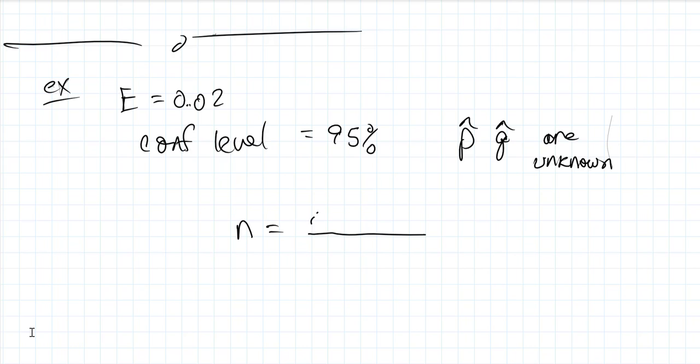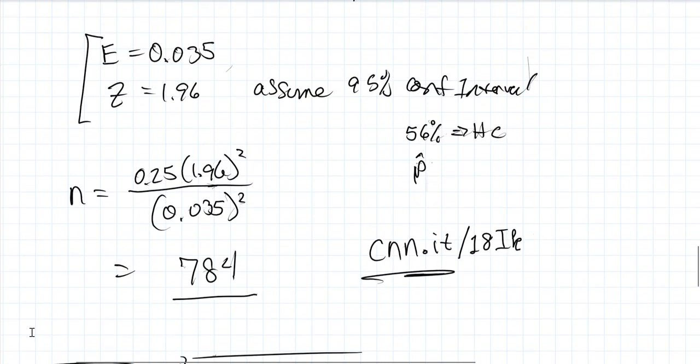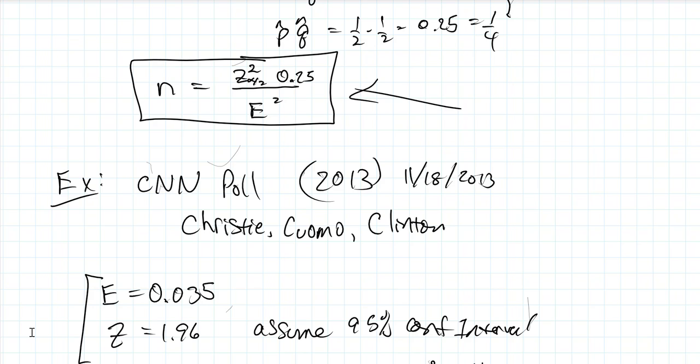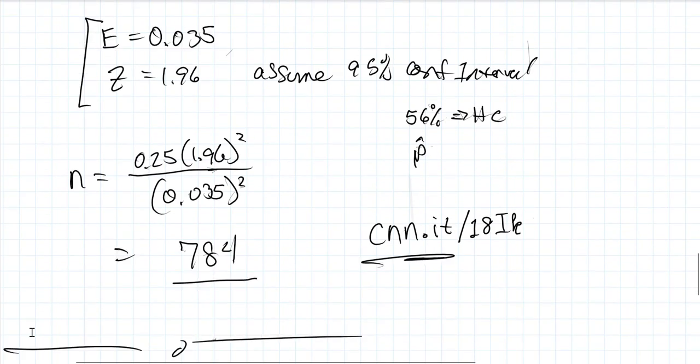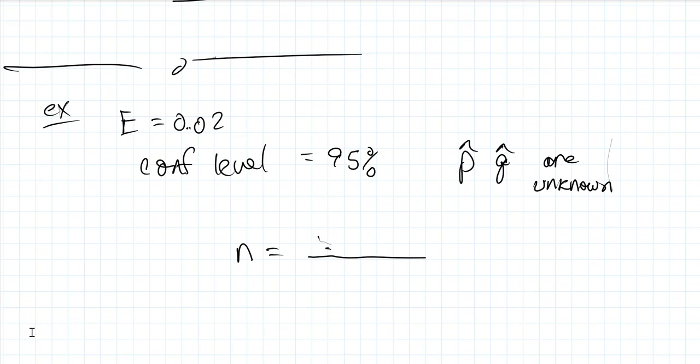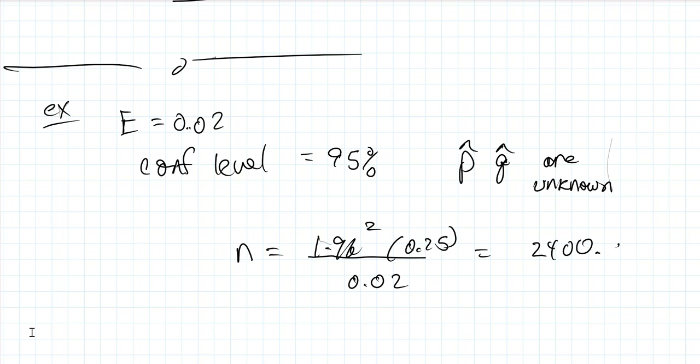It's once again the 0.25, and so 0.25 and then 1.96 squared is what we have. So 1.96 squared and then times 0.25 all over 0.02. That value that we end up with, if you crunch the numbers on this, it's going to be 2400.91. Now, we can't choose 0.9, a fraction of a person.